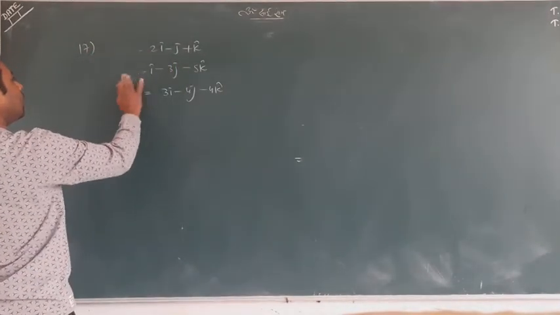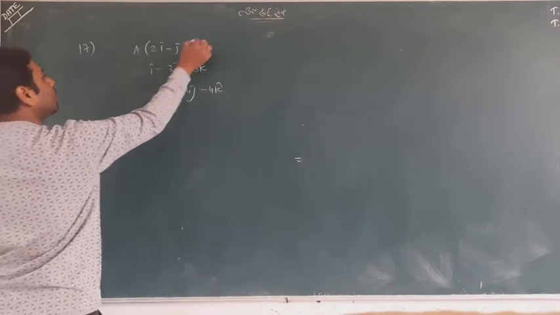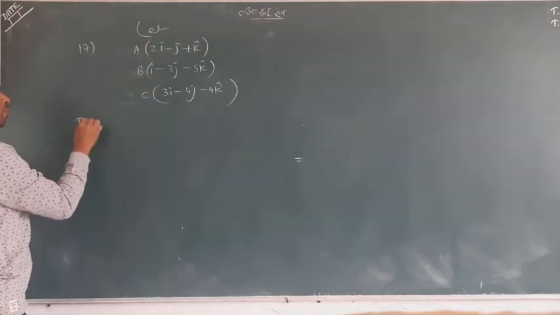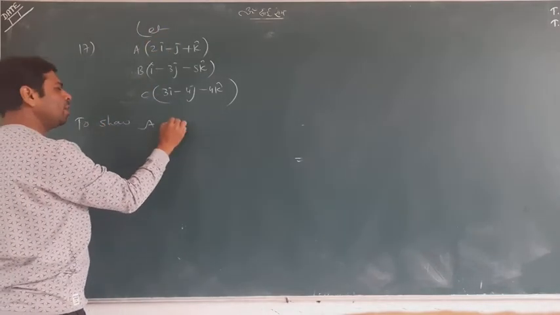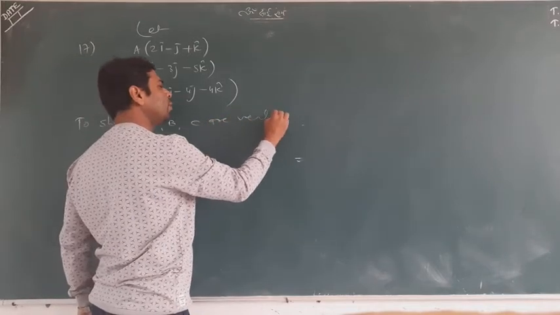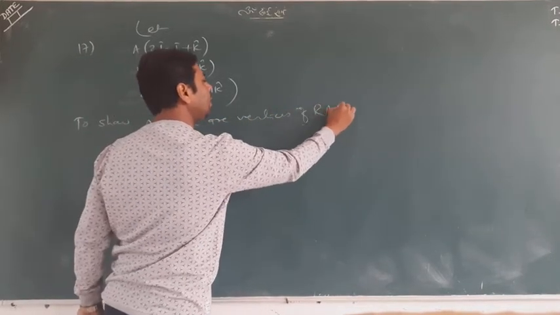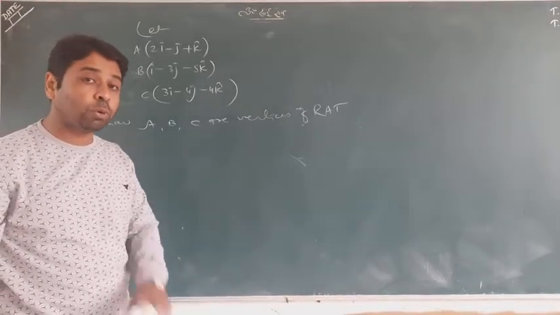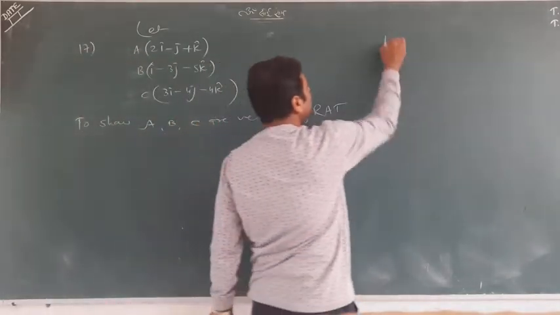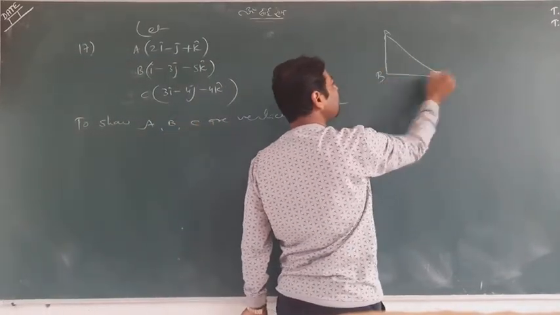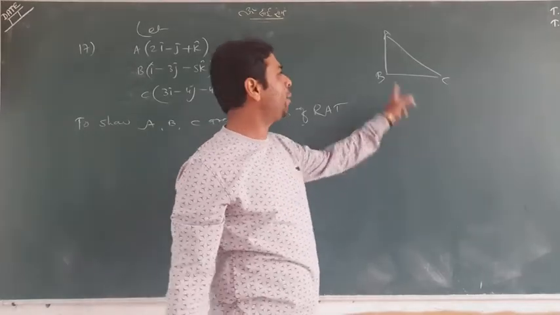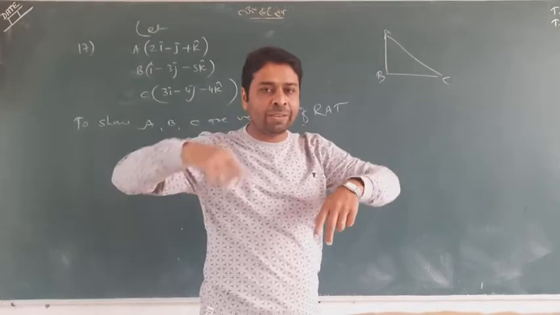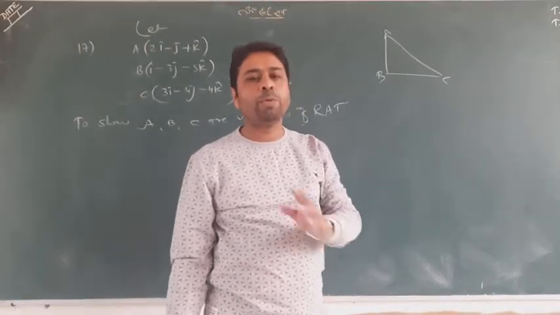Let me say something. Suppose it is A, it is B, it is C. To show A, B, C are vertices of a right angle triangle. Very good question this is. I don't know, A may be here, B may be here, C may be here. Meaning I don't know the exact position of A, B, C. It may be any vertex of the triangle, but we want to show it is a right angle triangle.